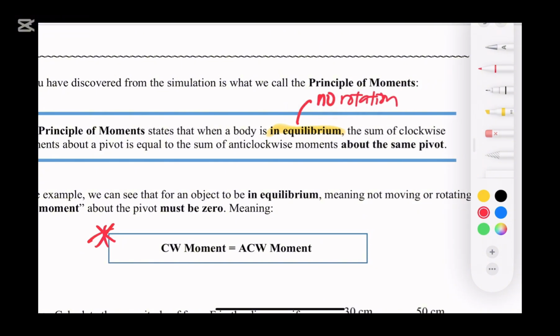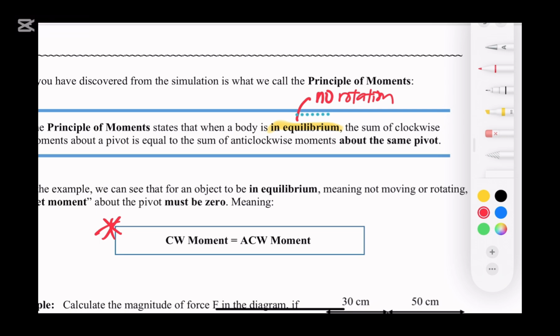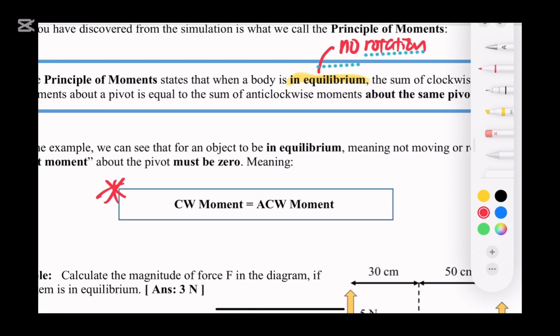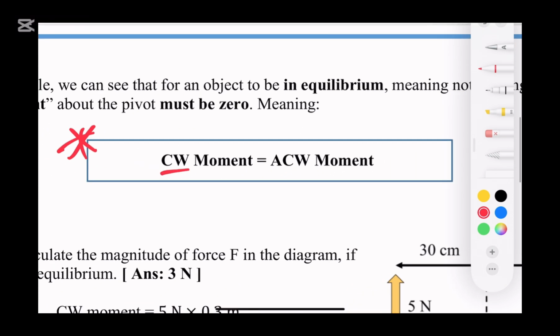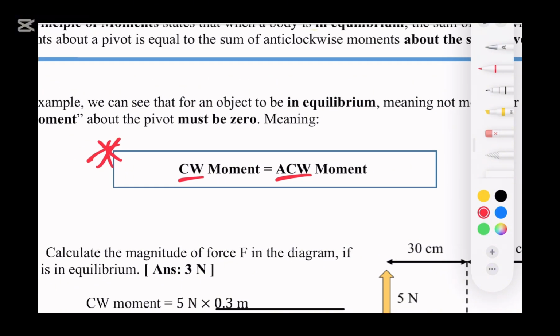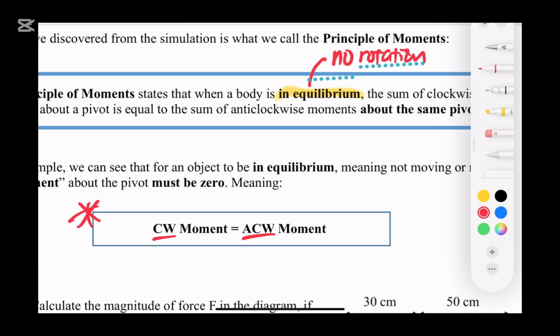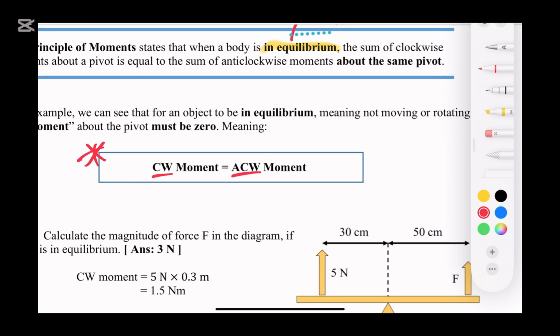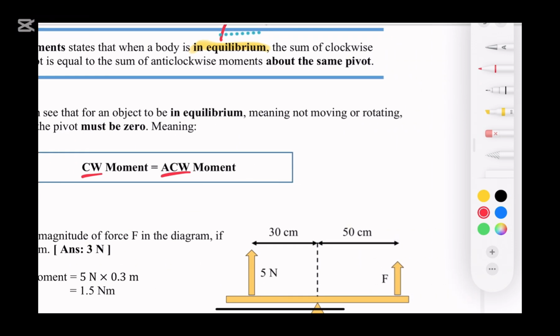Okay, so if I have no net moment, in this case the clockwise moment equals the anti-clockwise moment, you can see that they sort of cancel out each other, right? So the object will not be rotating. Now this keyword equilibrium here, just to take note, there are two parts to it. One is called force equilibrium.